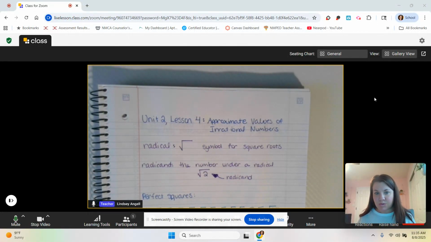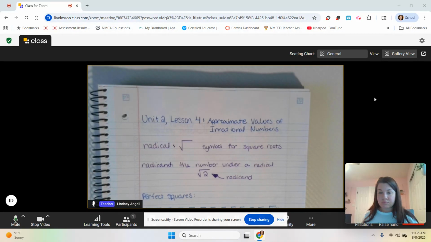This is Unit 2, Lesson 4, Approximate Values of Irrational Numbers. So if you remember, irrational numbers, we can't write them perfectly and exactly because they go on forever without any pattern. Pi is a great example of that.